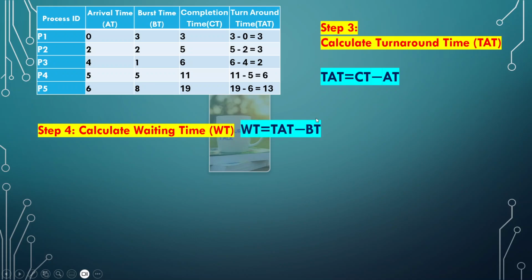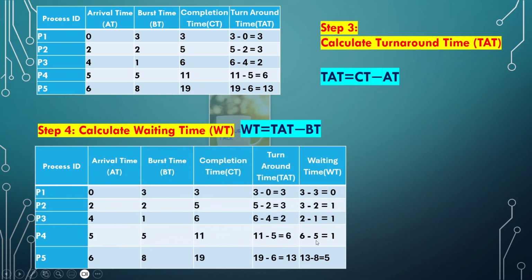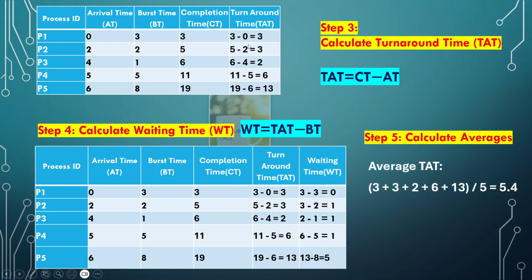In step 4, we are going to calculate the waiting time. Waiting time can be defined as the difference between turnaround time minus burst time. Now we calculated the waiting time of all the processes. After calculating the waiting time, now it is time to calculate the averages. So average turnaround time is the summation of TAT divided by the number of processes, here 5, which is 5.4 milliseconds, and average waiting time, the summation of waiting time divided by number of processes, which is 1.6.